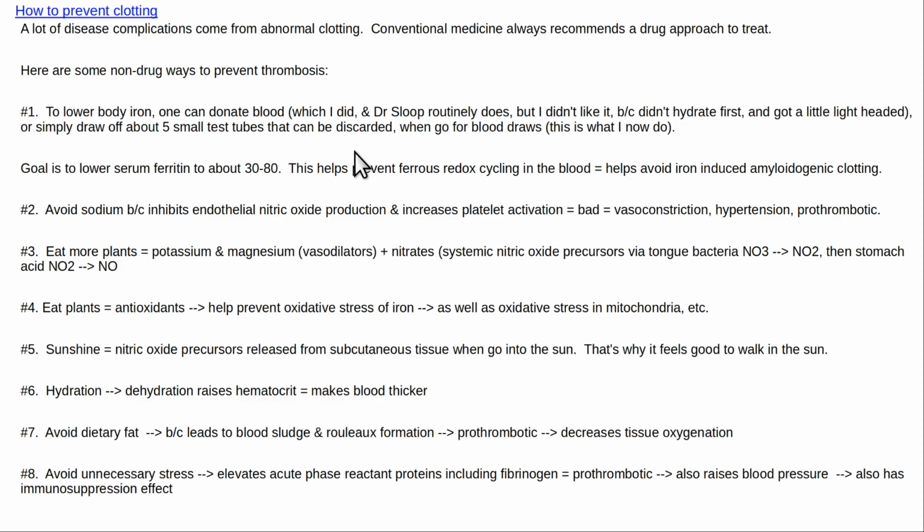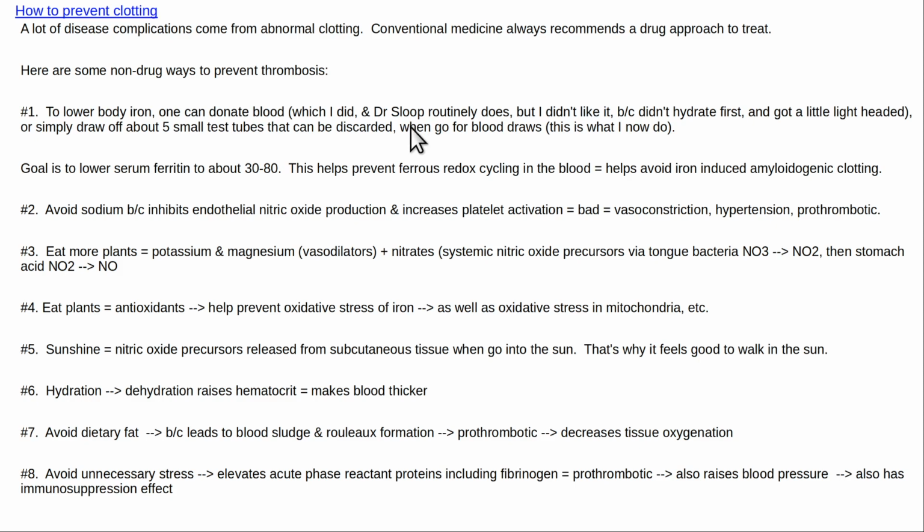Instead, I can tell you there's a whole bunch of books on iron biochemistry that all recommend you donate blood. And also this guy right here, Dr. Sloop, he's this genius atherosclerosis researcher, the best one in the whole world. He routinely, like every couple of months, will donate blood to keep his hematocrit lower. I told him he should just become a vegan, and he's working on it.